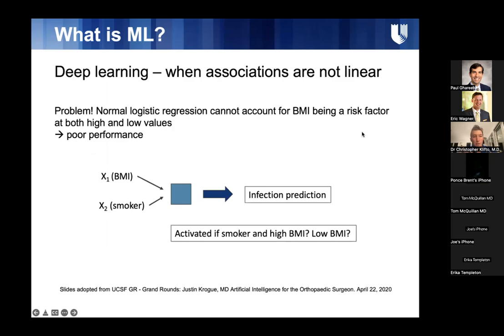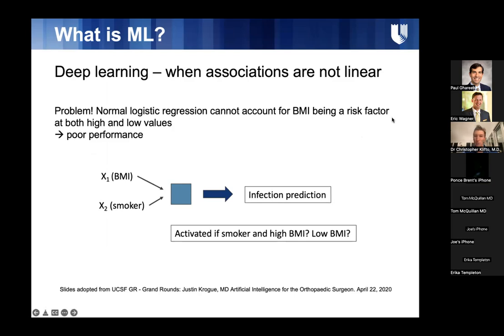So the problem is that deep learning isn't always linear, and normal logistic regressions have trouble predicting things that have two values. The question is like infection prediction, and the example I like to use is BMI. If your BMI is too low, you have a high risk of infection. And if your BMI is too high, you have a high risk of infection. So this is where deep learning actually excels, when there are non-linear outcomes.